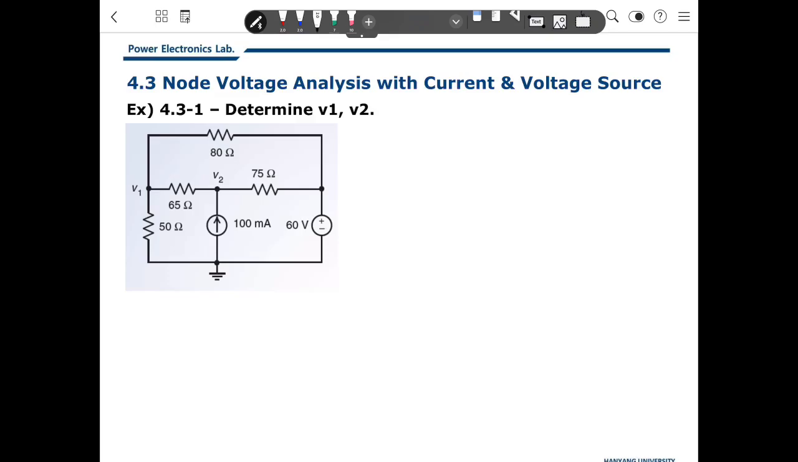So this problem is about how to use the node voltage analysis when the system has a current and voltage source. So example 4.3 and 1. So the figure looks like here, and the problem is required to determine V1 and V2. So V1 and V2 are node voltages.